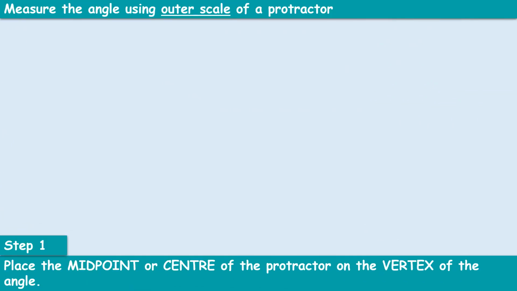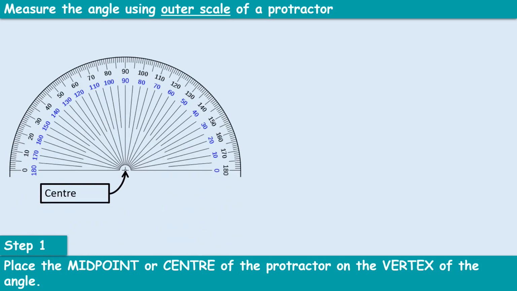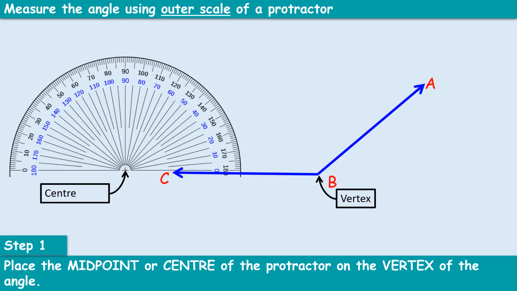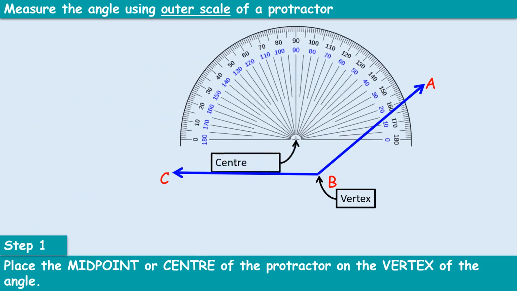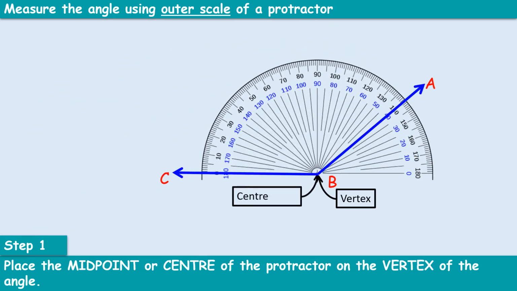Now we will learn how to measure an angle using outer scale of a protractor. Here also, first you have to place the midpoint or center of the protractor on the vertex of the angle. Here the given angle is angle ABC. So you have to place the center on the vertex B.